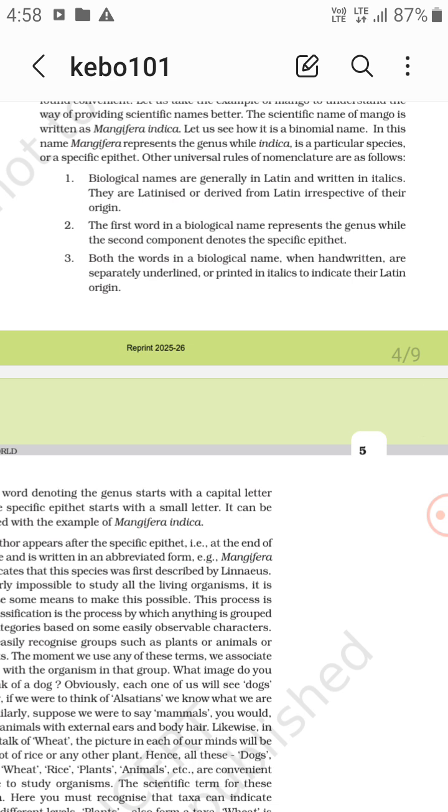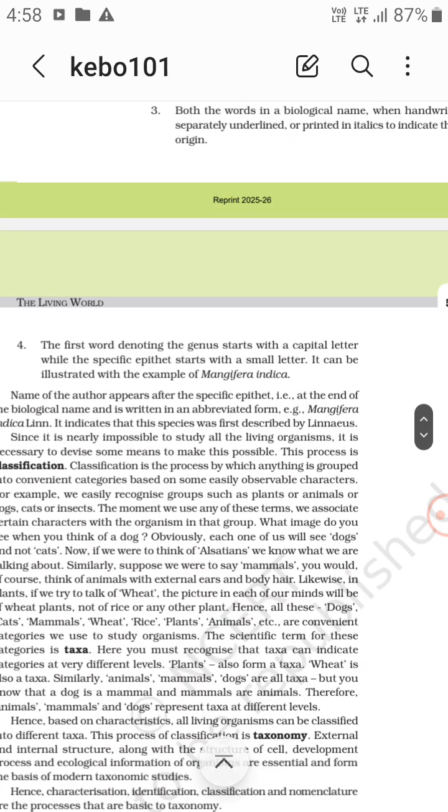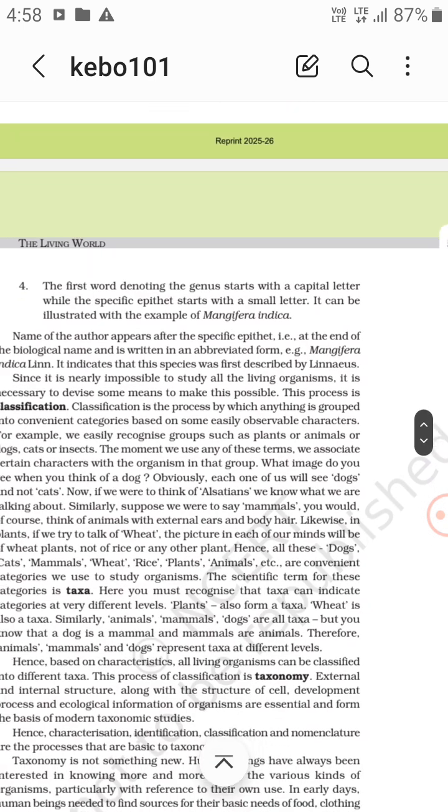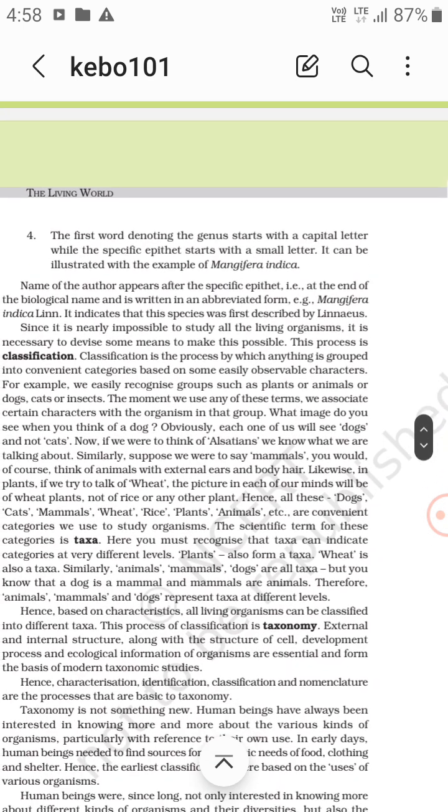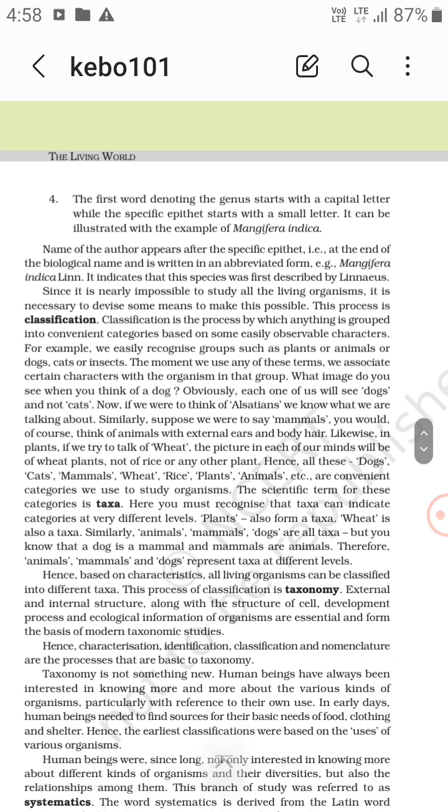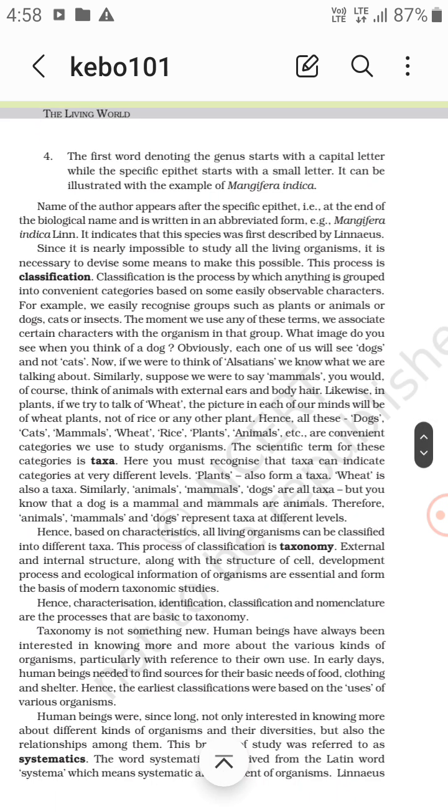Both the words in a biological name, when handwritten, are separately underlined, or printed in italics to indicate their Latin origin. The first word denoting the genus starts with a capital letter, while the specific epithet starts with a small letter. It can be illustrated with the example of Mangifera indica. The name of the author appears after the specific epithet, that is the species name, at the end of the biological name, meaning scientific name, and is written in an abbreviated form. Example: Mangifera indica Linn. It indicates that this species was first described by Linnaeus.